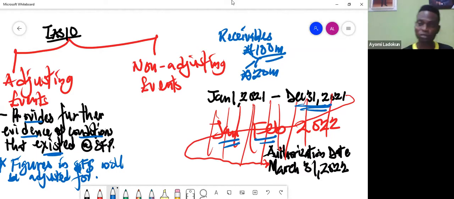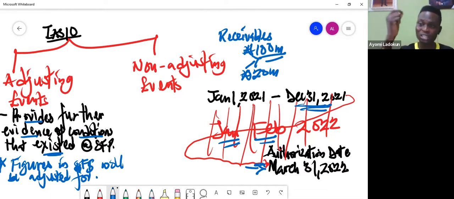So receipt of information about the bankruptcy of a customer is a classical example of an adjusting event. After the year end, let's say around March, but before we authorize the account, we now discover fraud that was perpetrated as at December or maybe around November in the previous year, and we did not know. As at the time we were preparing the account, we discovered the fraud in March.